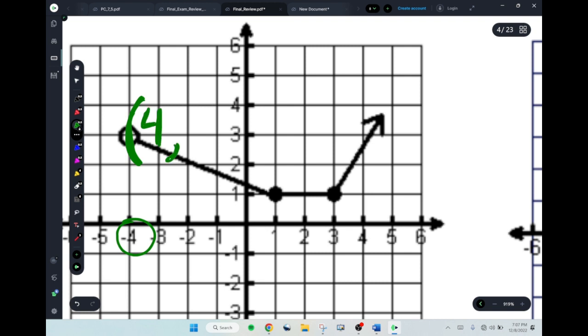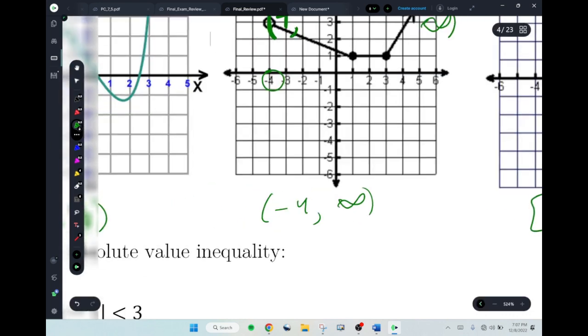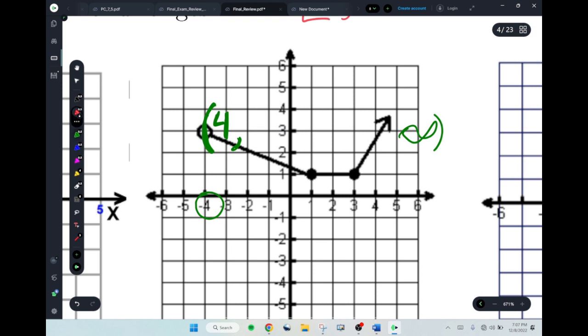And there's a comma. How far does it go? When does the x value ever stop? Never. So it's going to go all the way to infinity. Open it up, and that's how you write it right there. So 4, comma, infinity. And then for the range, it's almost the same. Where does the y value start at? That's the earliest y value right there. So it starts at 1.